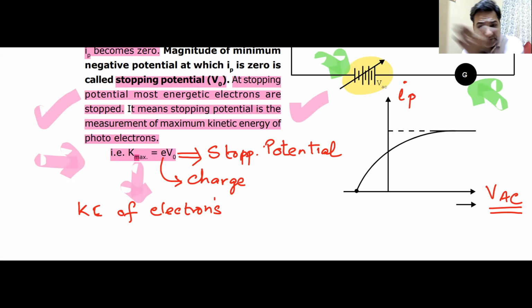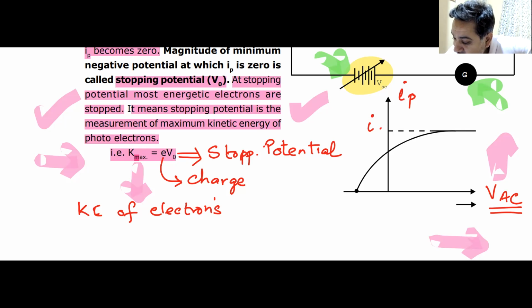So when I increase the value of potential, what happens? The value of current increases. Yes or no? Yes, sir. And then it reaches a maximum value, and that maximum value is known as saturation current, I standing for current, S standing for saturation. Do we understand this? Yes, sir.